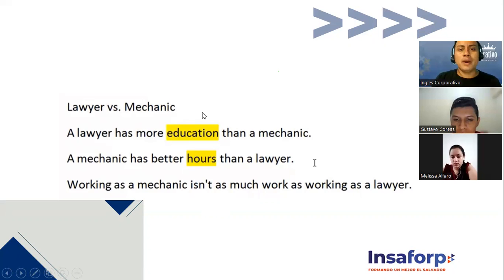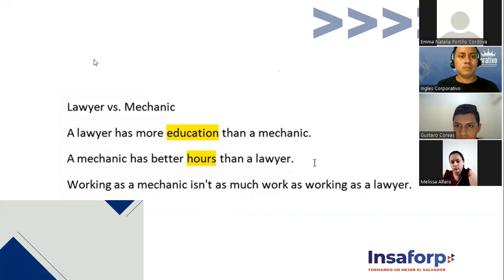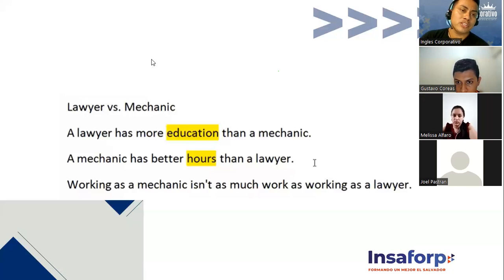Now, what are participles? Emma? I have a question about something. What do you mean when you say better hours? Better hours. Maybe it has to do with schedules. Schedule like shift. Okay, thanks. Right. In this case, that's the only thing that comes to mind.